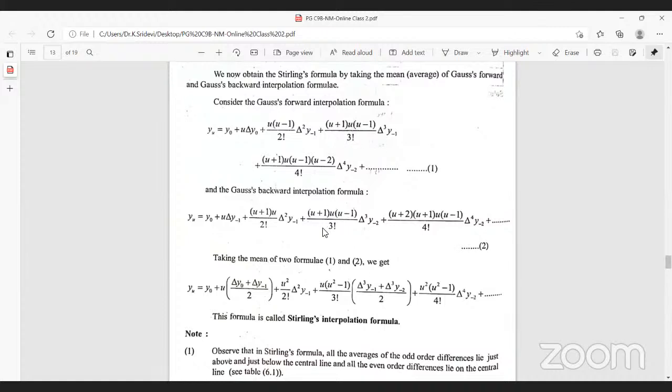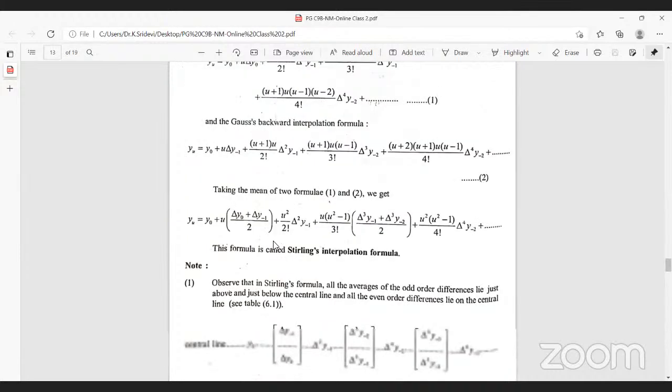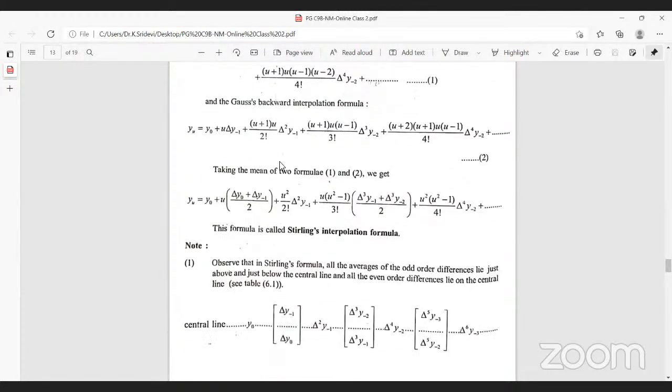Simplify this one plus this one. You can get u into u square minus 1 by 3 factorial, and so on. The next term will come the same. So if you follow this, just the average of the two formulas is nothing but Stirling's formula. So this is called Stirling's interpolation formula.